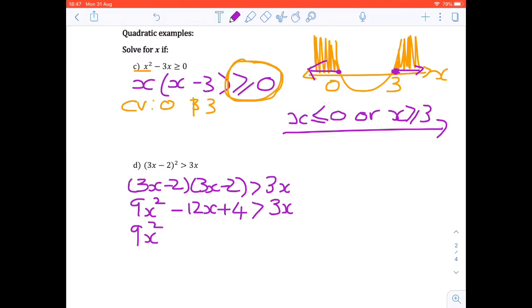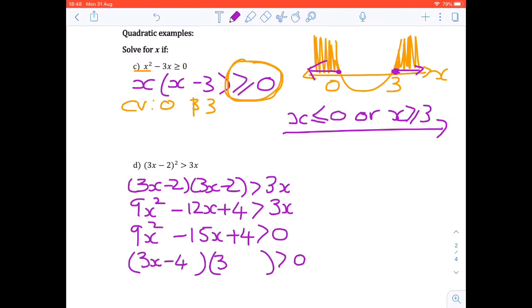Let's bring over that 3x. 9x squared minus 12x minus 3x will be minus 15x plus 4 is greater than 0. So this is now something we can create a trinomial out of. So this simplifies into 3x minus 4 and 3x minus 1. If you had to perform a FOIL on that, you would get back to 9x squared minus 15x plus 4. So now our critical values, we solve each bracket for 0 to get our critical values. That's not the actual question that we're doing, we're just getting critical values there.